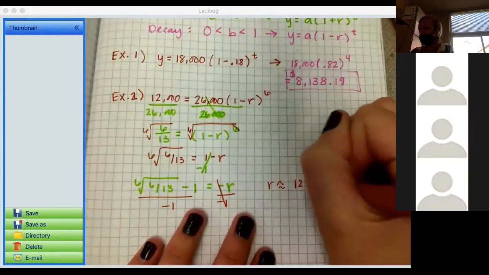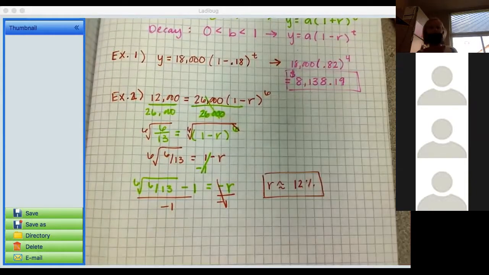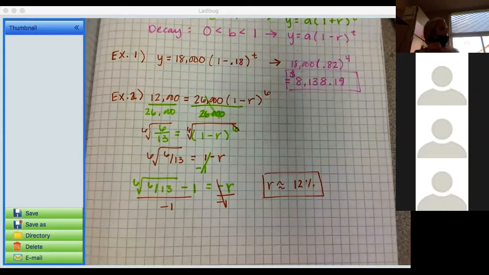So yes, Maddox, there will be some on the homework where you are working backwards to solve. Very good question. Good. Is everybody okay with that? Yes, ma'am.